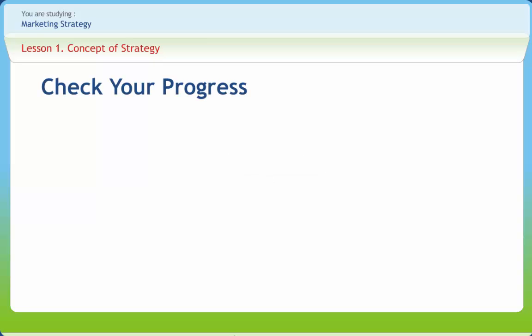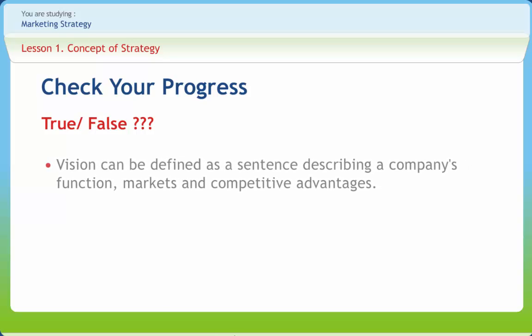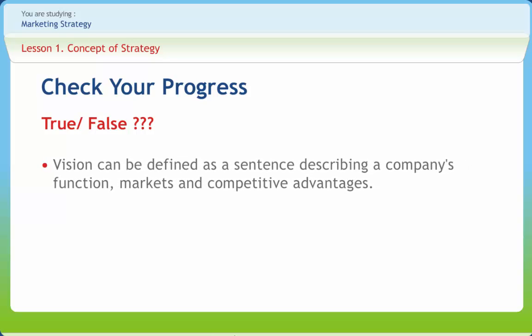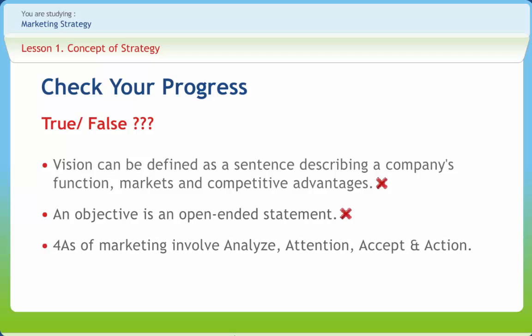Now let us check if we have understood the various concepts discussed in this lesson clearly. Vision can be defined as a sentence describing a company's function, markets, and competitive advantages. Right or wrong? Wrong. An objective is an open-ended statement. Wrong. 4 A's of marketing involve analyze, attention, accept, and action.